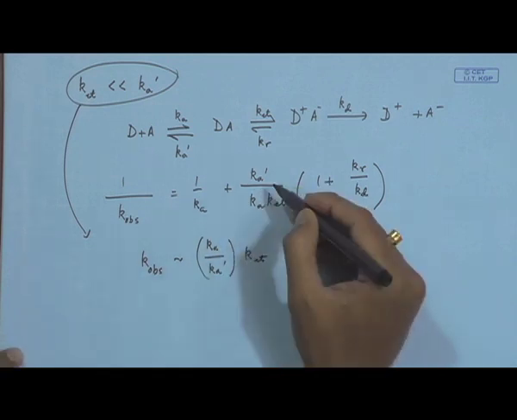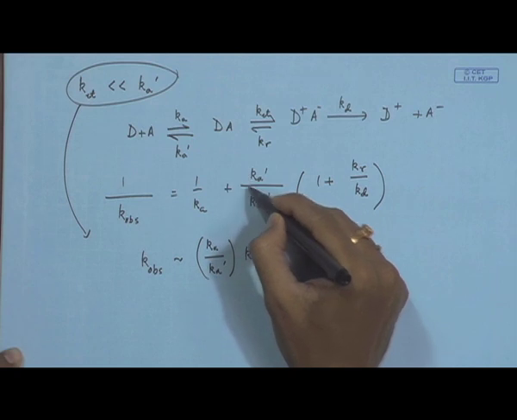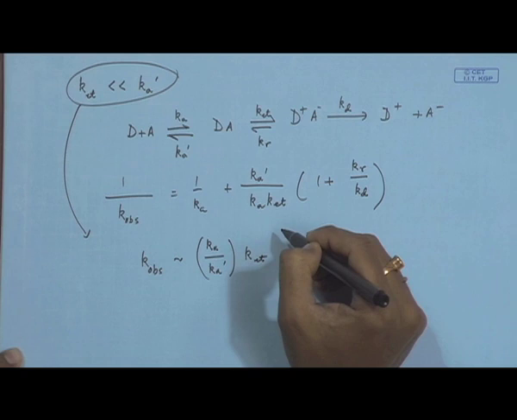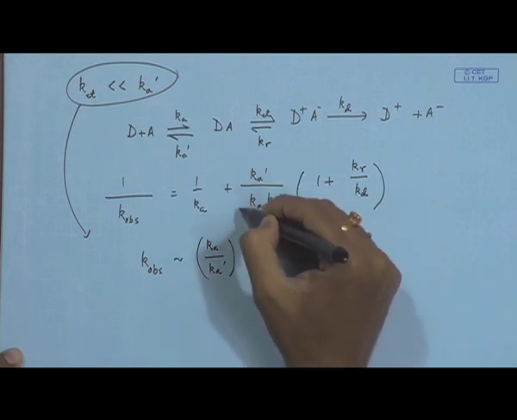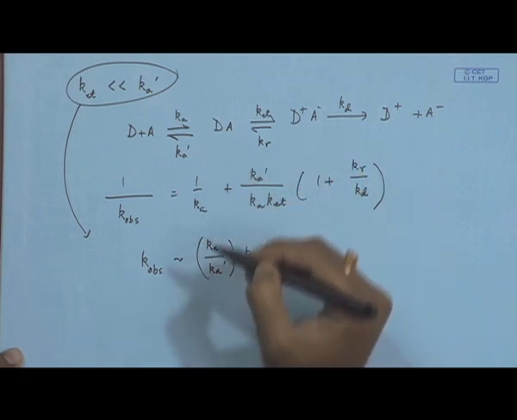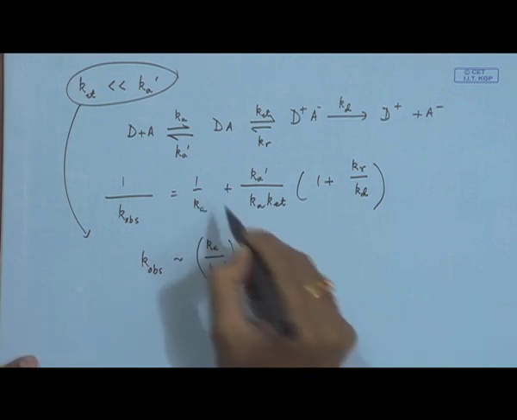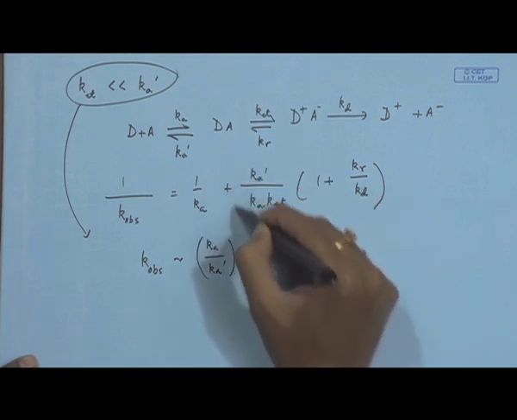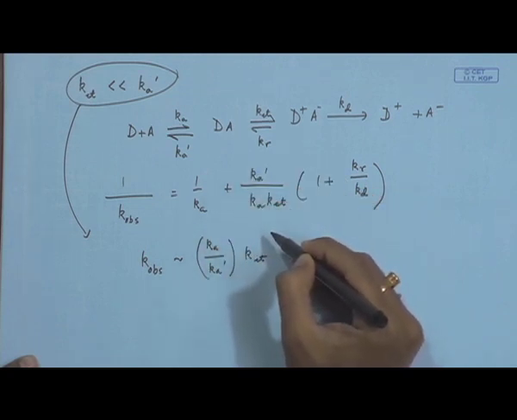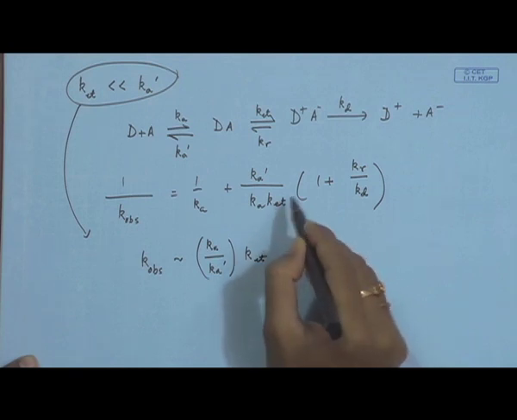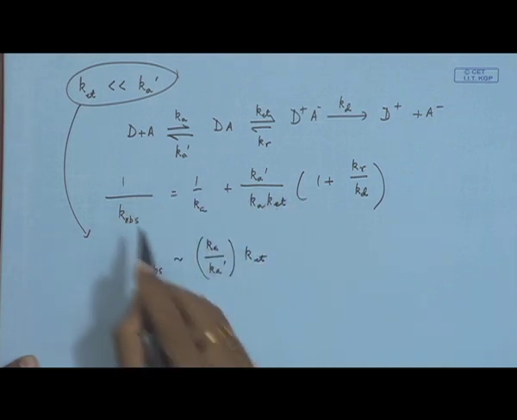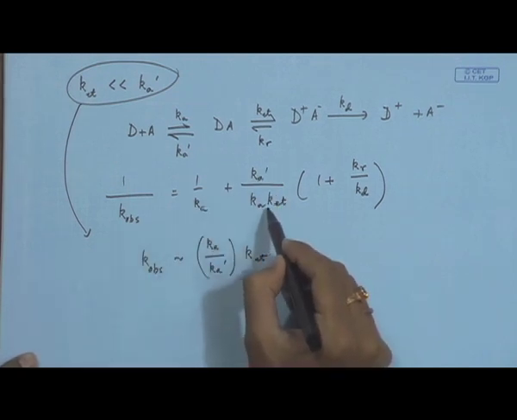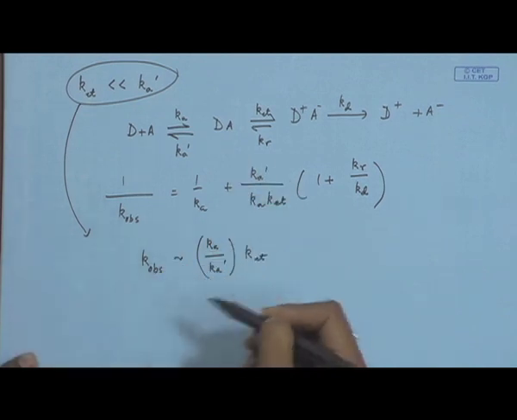Okay, that means K prime is very high compared to this one. If this is a very high quantity compared to the other, this is the major share. So this expression can be approximated. That means 1 by K observed is equal to K prime divided by K et, just this part. So that will give you this one.